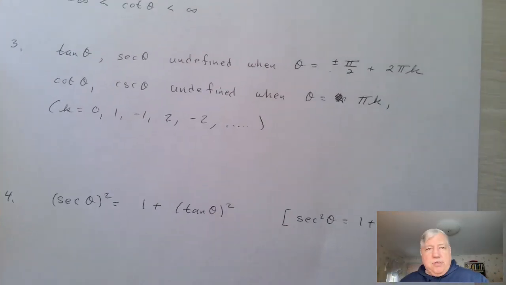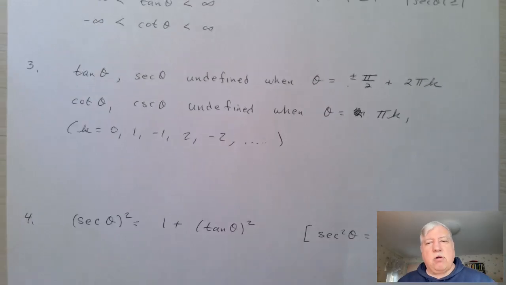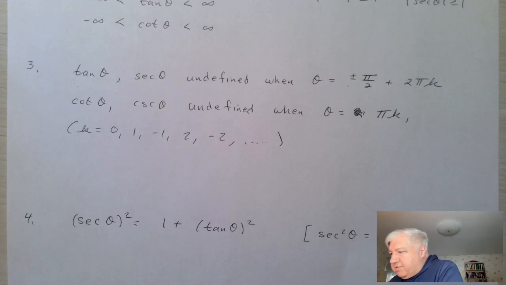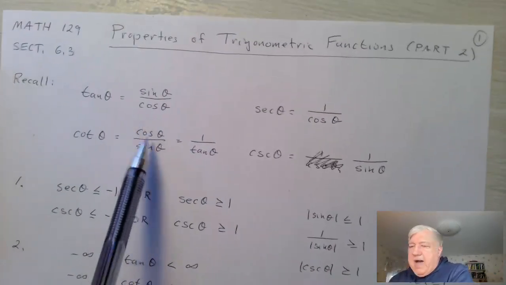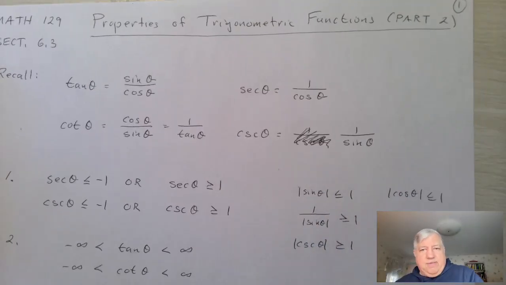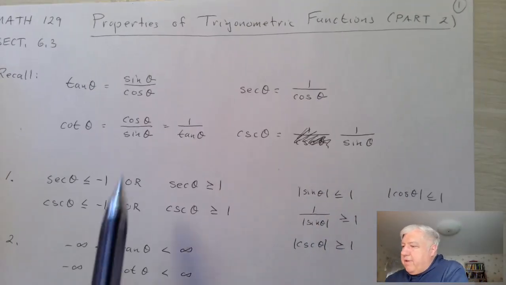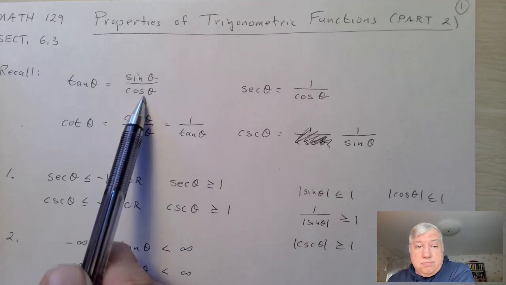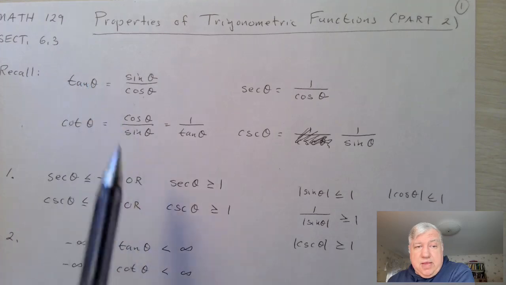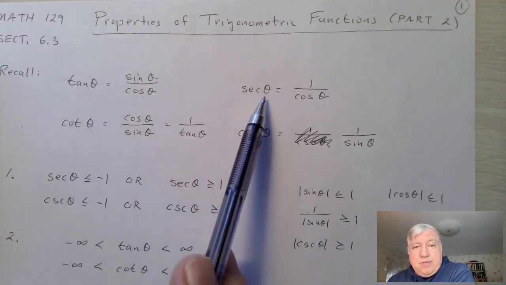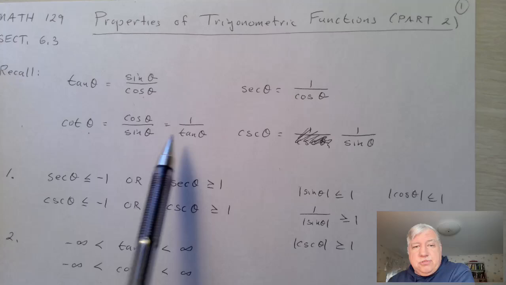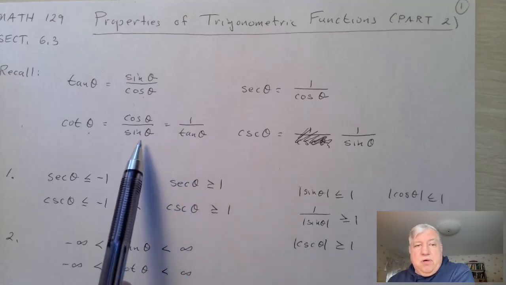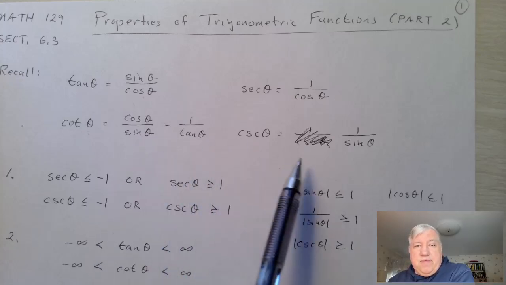Okay, so let's see, when is this defined? Now we know that the sine and cosine are always defined for any value of theta. But that's not true for the other trig functions, because you're dividing by something, and you can't divide by 0. So you just have to remember, the tangent will be defined whenever the cosine is not 0. If the cosine is 0, then the tangent is undefined. Same thing with the secant. And the cotangent and the cosecant will be undefined if the sine of theta is 0.